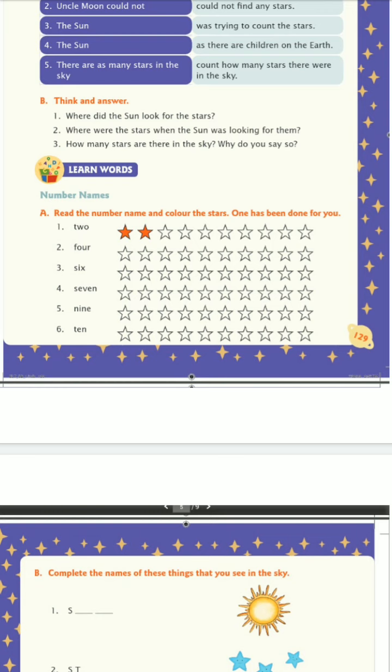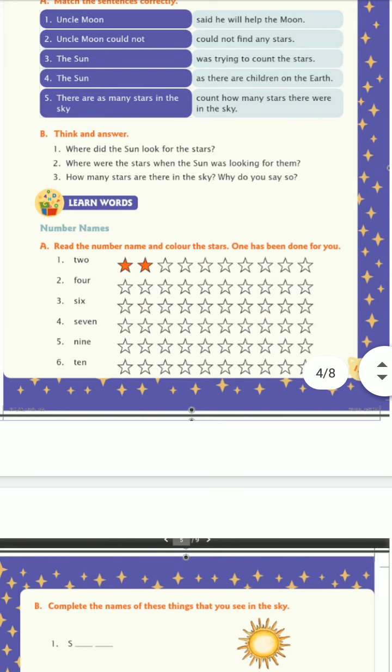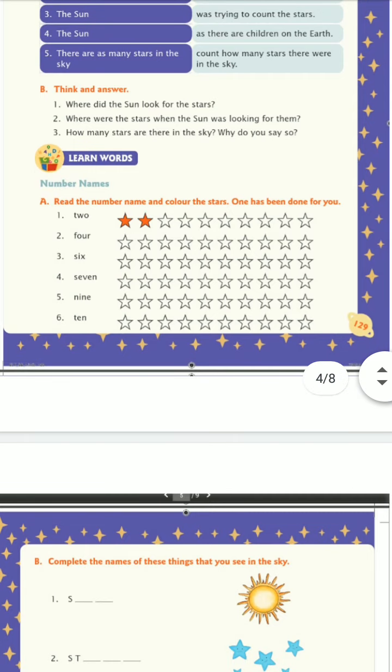Why? Because the stars are dull. The sun is very bright. The sun's light is very, very bright, so we are not able to see the stars because their light is very dim as compared to the sun. So that is why we are not able to see the stars in the morning time.